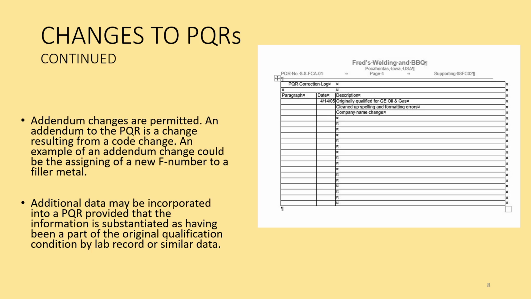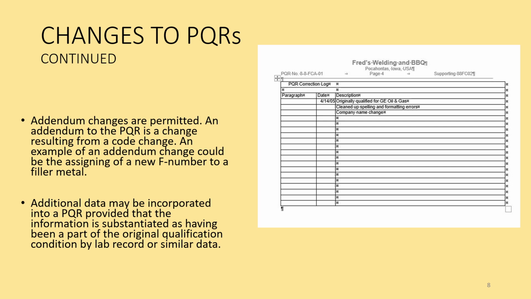Okay, so changes to PQRs continued. Addendum changes are permitted. An addendum to a PQR is a change resulting from a code change. An example of an addendum change could be the assigning of a new F number to a filler material. Let's say they changed the F number of your filler material or of a base material. Base materials seem to change a lot.